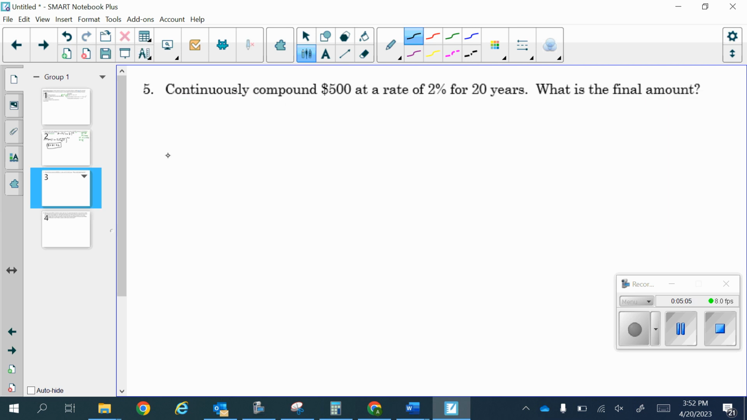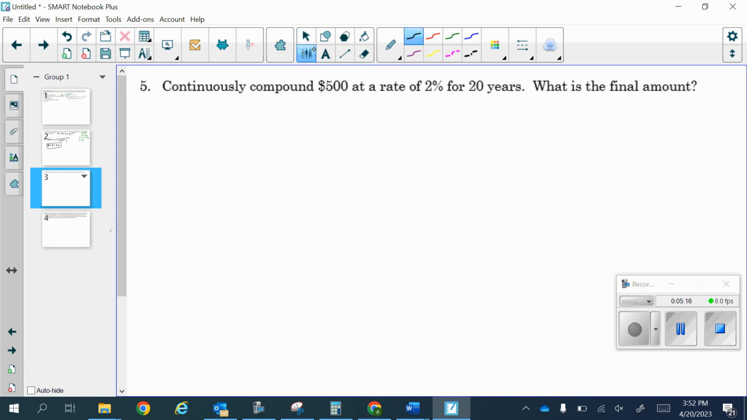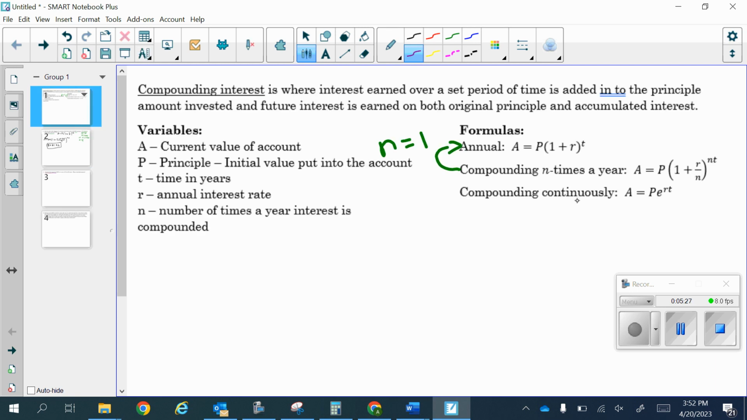Number 5, continuously compound $500 at a rate of 2% for 20 years, what was the final amount? That's a really weirdly worded problem, but what we're being told is we're going to continuously compound $500 at a rate of 2% for 20 years. The key word here is that we're continuously compounding. So that means I'm using this last one.